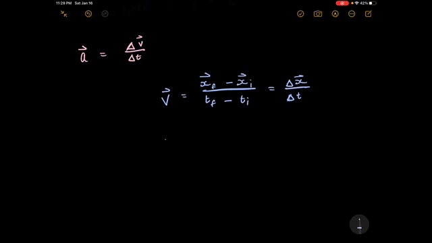So in the same way, the change in acceleration would be pretty much identical. It would still be divided by change in time. But up top, you would have change in velocity, which means you have a final velocity minus an initial velocity, which gets you the average acceleration.